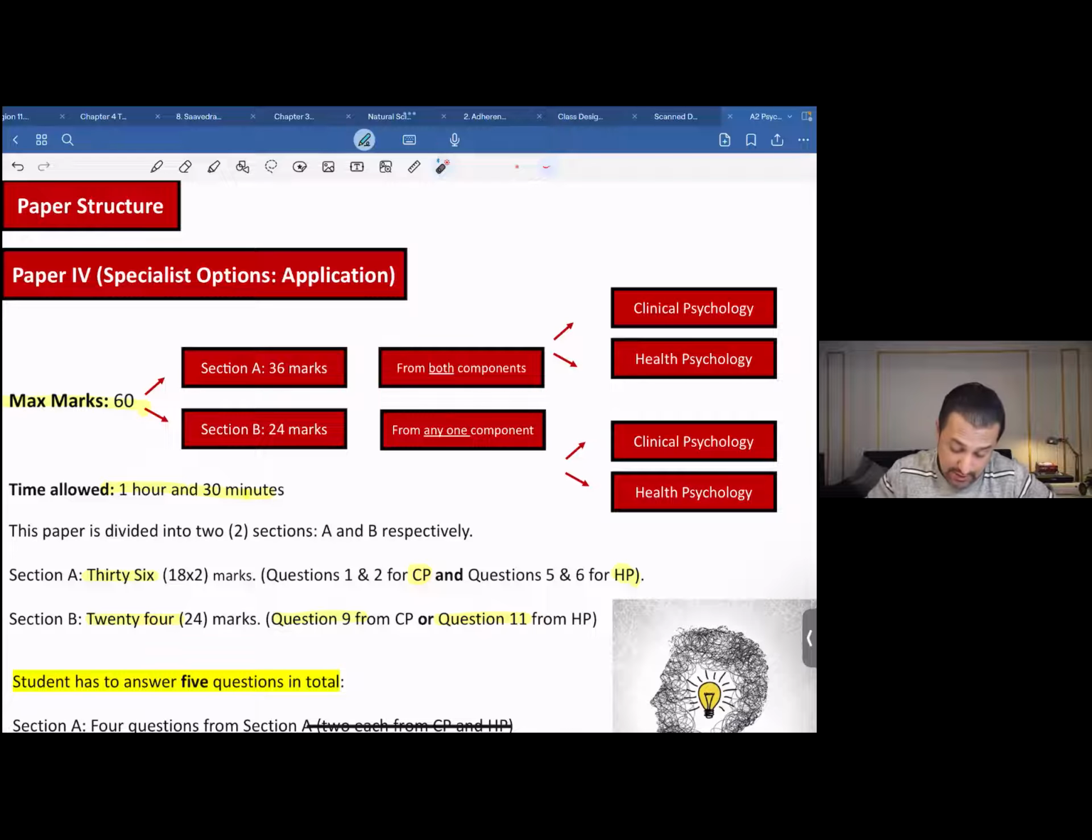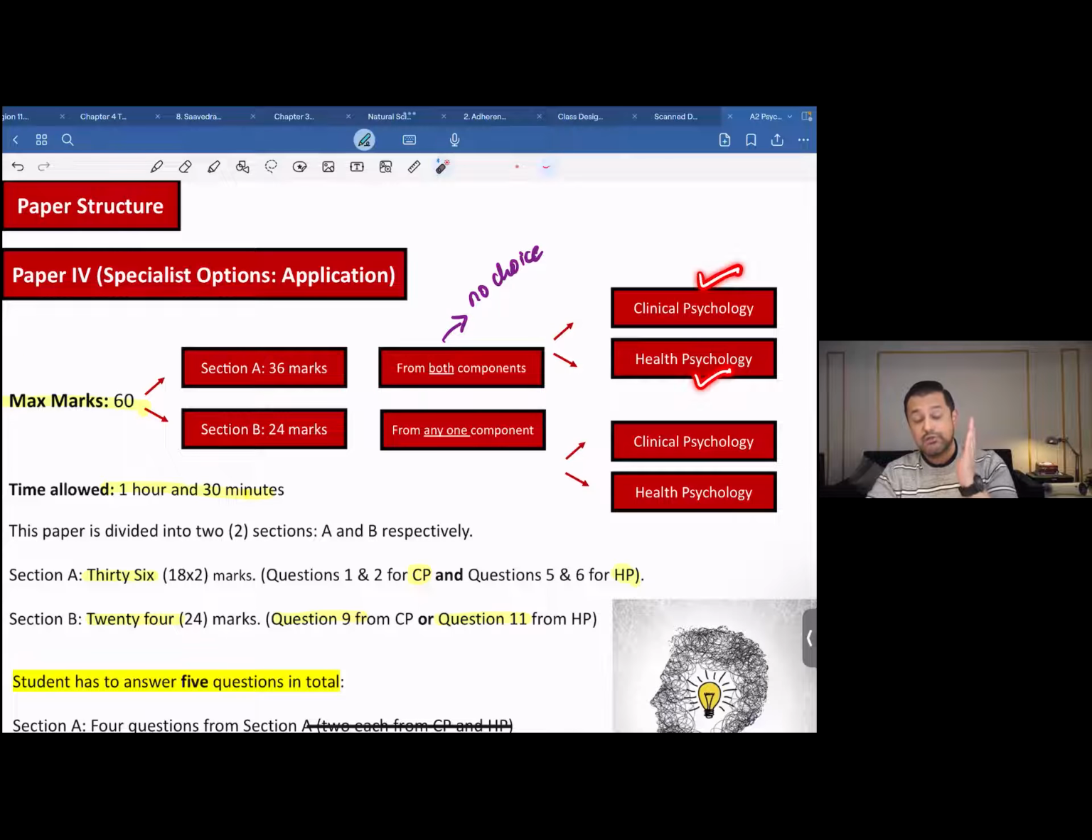We have section A that is of 36 marks, and we have section B that is of 24 marks. For section A, you need to attempt questions from both the components. So if I speak about section A, there's no choice in section A in paper 4. You're getting questions on clinical psychology and getting questions on health psychology. I'm referring to these both because, like I said, these are the 2 that I would be teaching you all, right? So section A is of 36 marks.